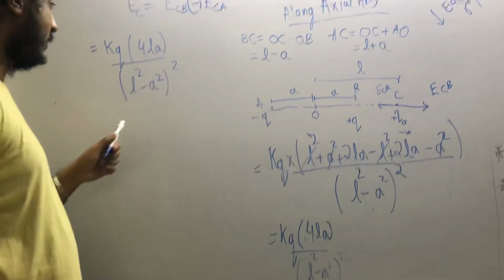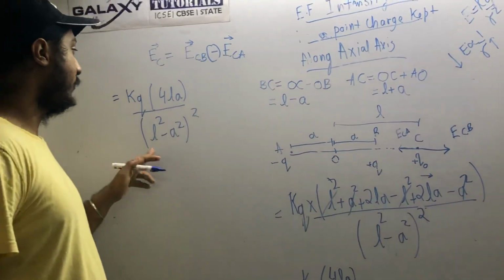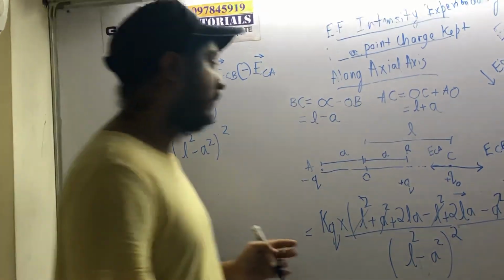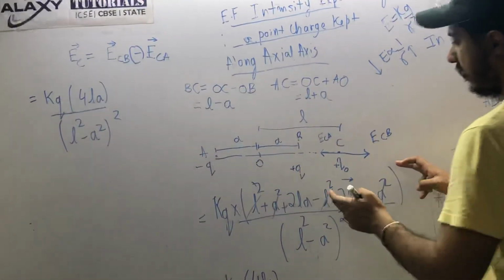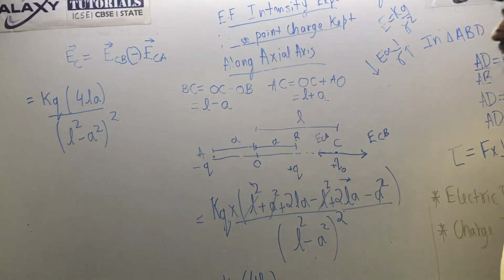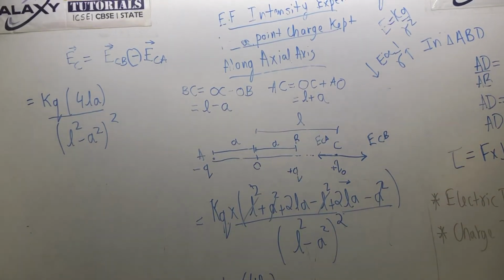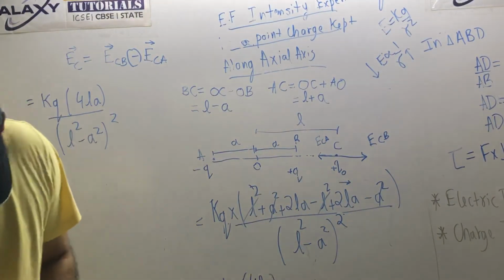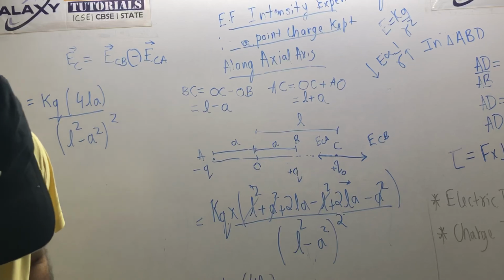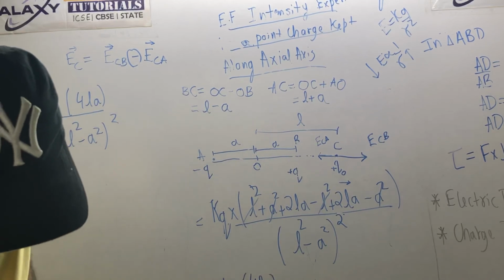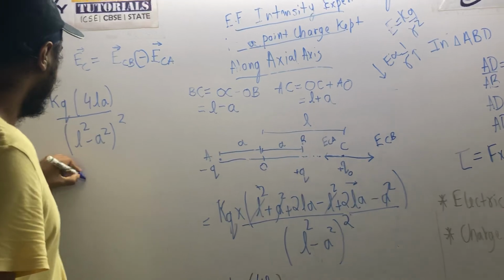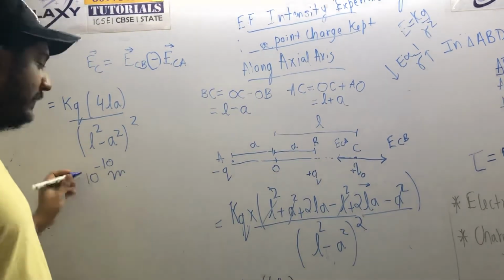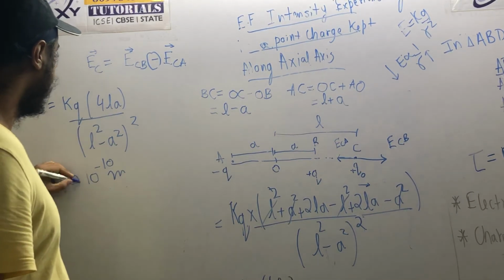Now here there is one small important thing that I want to tell you: we have here L square, as you can see. Now the value of L is very small. The value of this L distance is very small. Approximately, you can say this value can be something like 10 raised to the power minus 10 meters. This value is very, very small. L is approximately equal to this.